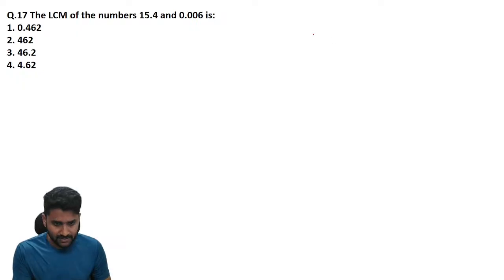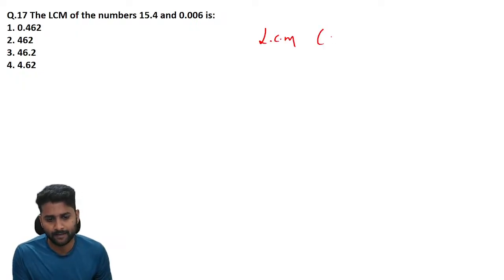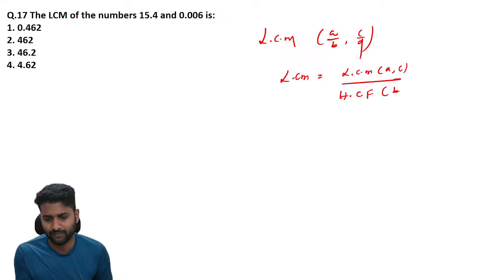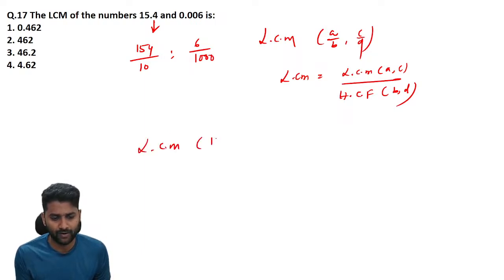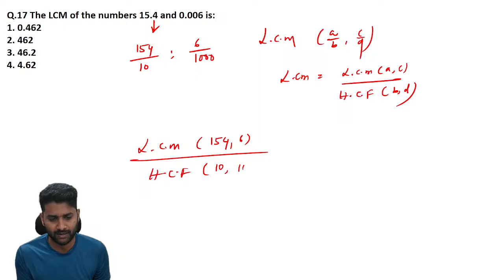Next. The LCM of the fractions A by B and C by D is the LCM of A, C divided by the HCF of B, D. In the same way, 15.4 can be taken as 154 by 10, and 0.006 can be taken as 6 divided by 1000. Now, the LCM of 154 and 6 divided by the HCF of 10, 1000. The highest common factor of 10 and 1000 is 10 itself.